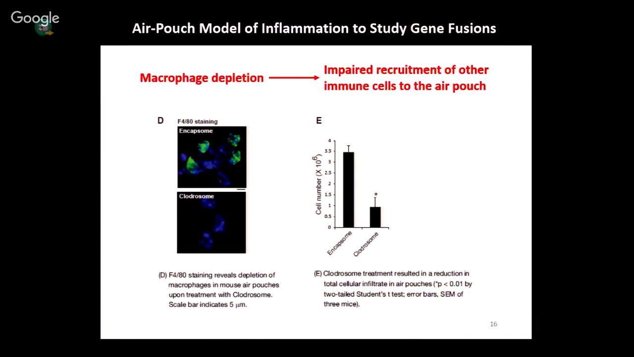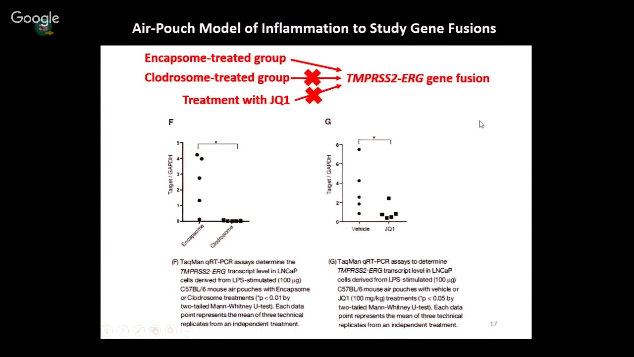Then they test the role of macrophages in LPS-mediated TMPRSS2-ERG gene fusion formation in the B6 mouse air pouch model. They found that macrophage depletion results in impaired recruitment of other immune cells to the air pouch. And by using encapsome as control and clodrosome as macrophage depleted setting, it clearly indicates a role for macrophages or neutrophils in TMPRSS2-ERG gene fusion formation.